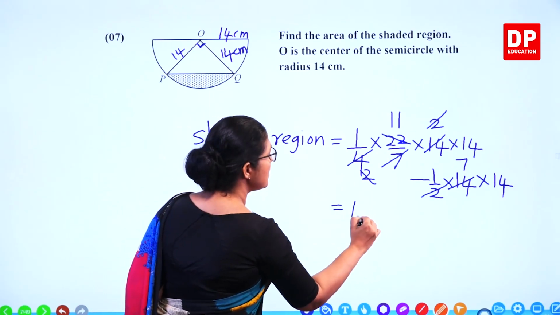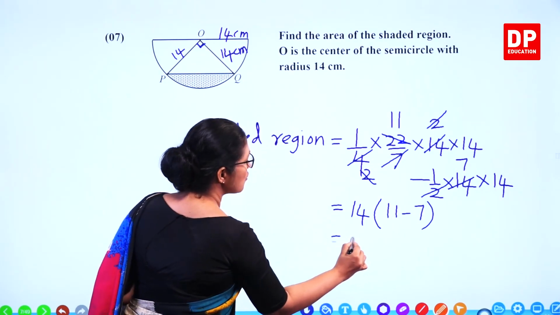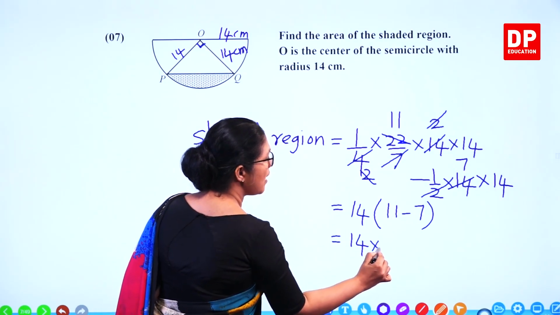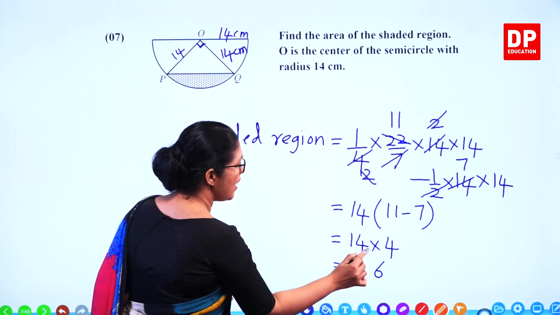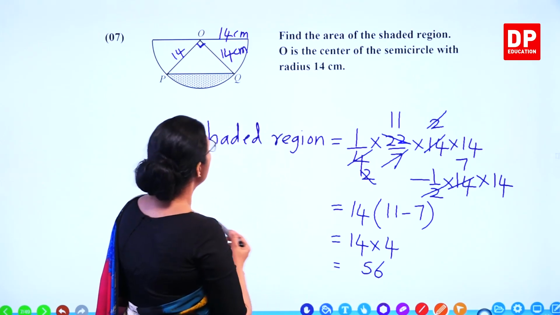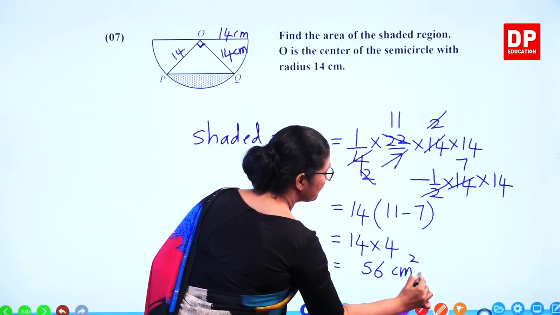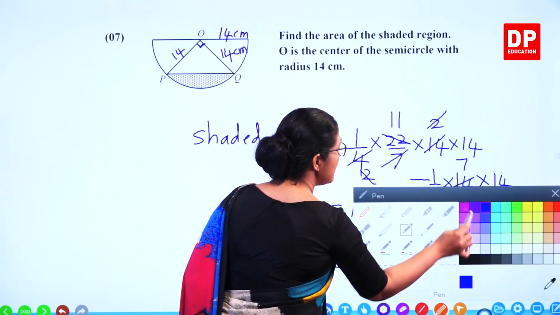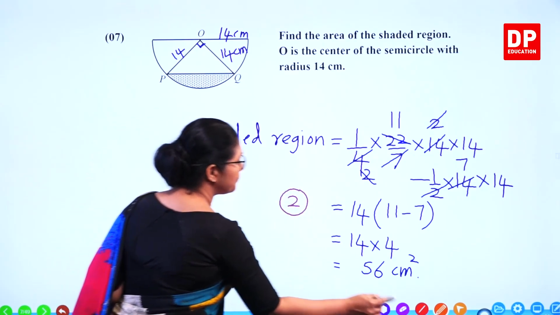14 is common. Take it out. You get 11 minus 7. So 14 into 11 minus 7 is 4. 4 times 4, 16. 1 remaining. 4 times 1, 4 plus 1, 5. 56 square centimeters is the shaded area. So you get 2 marks for that.